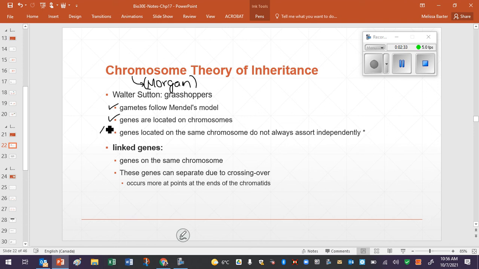But here's the point that really was different. He realized that genes that are located on the same chromosome do not always assort independently. Notice I didn't say do not assort independently ever. I said they don't always. Sometimes it kind of seemed like they did. And so we're going to call these genes that are on the same chromosome linked genes. They're on the same chromosome, which means they're inherited together.